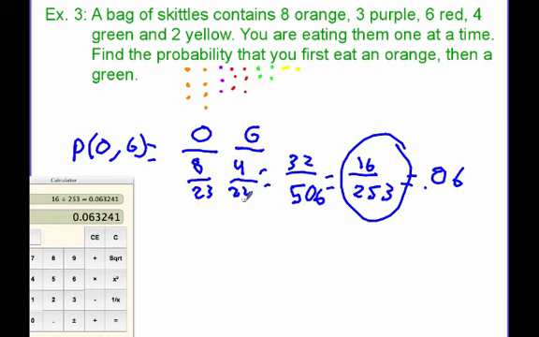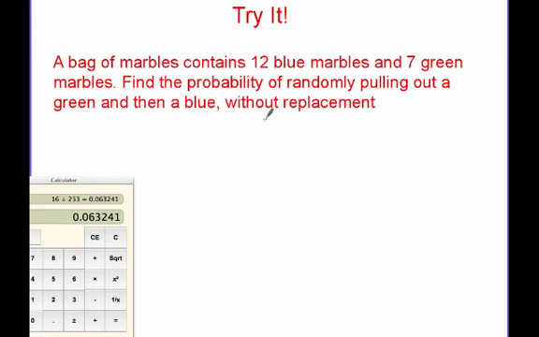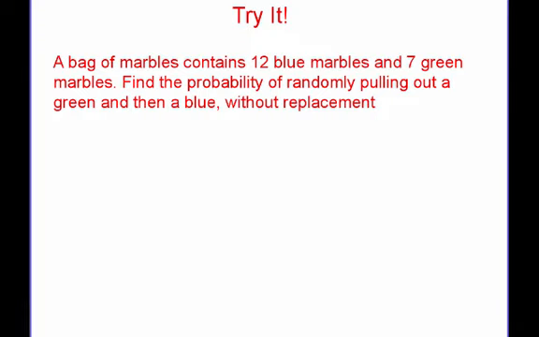So all we did is we found our probability of orange. We took 1 away because we were eating that Skittle. Then we found our probability of green. We multiplied them together. So that's all you have to do to find the probability of dependent events.